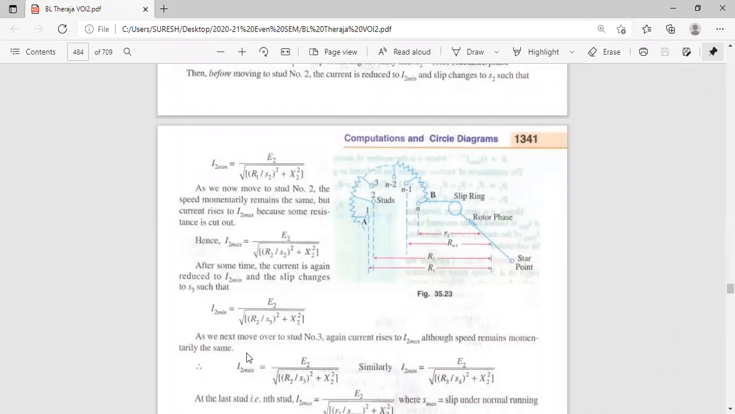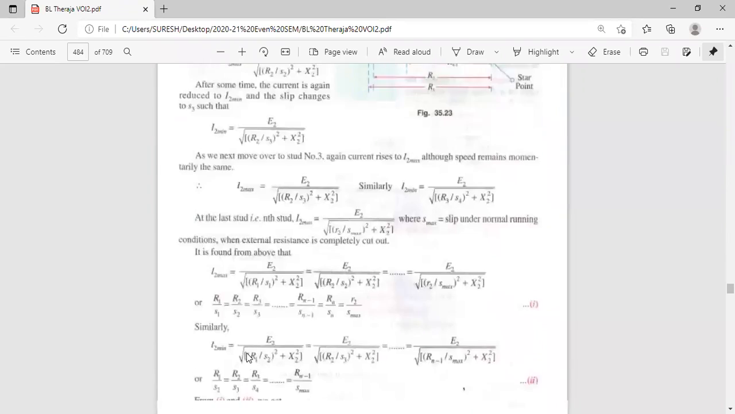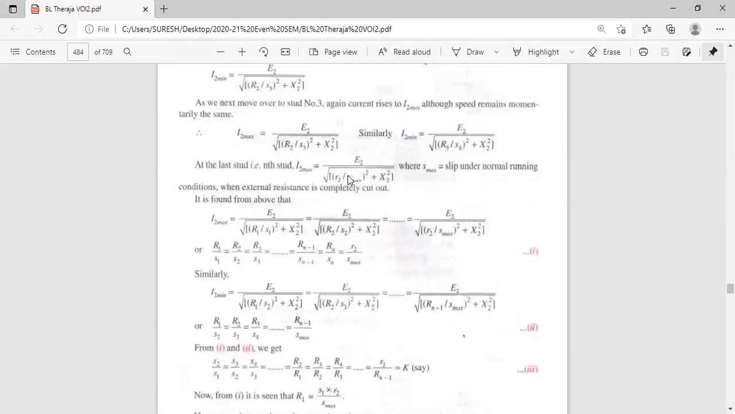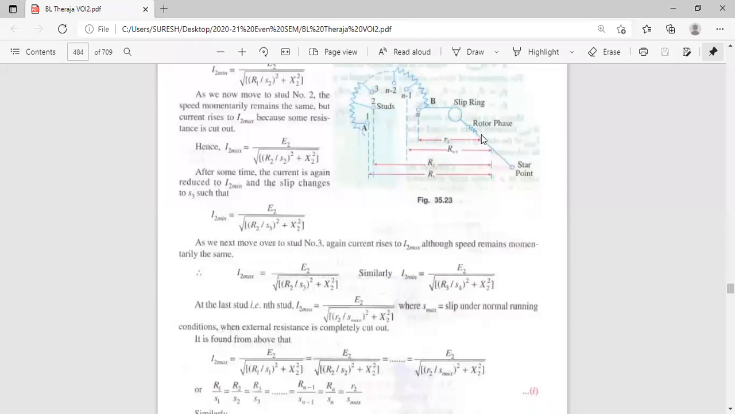R2 by S3 whole square plus. Similarly, we will repeat up to n minus n steps. Now at the nth step, the last step, slip is maximum. I2 max I am taking, when the contact is at 1, when the contact is at n.